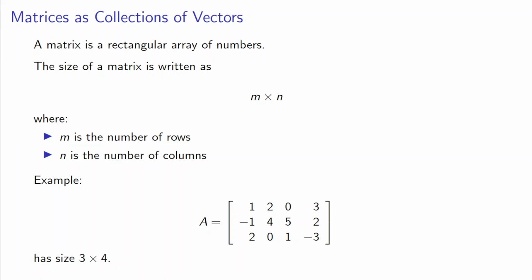And if we're reading a matrix off, we would usually start in the upper left and work our way across the first row and then proceed. So this matrix here we would say is the matrix 1, 2, 0, 3, -1, 4, 5, 2, 2, 0, 1, -3.